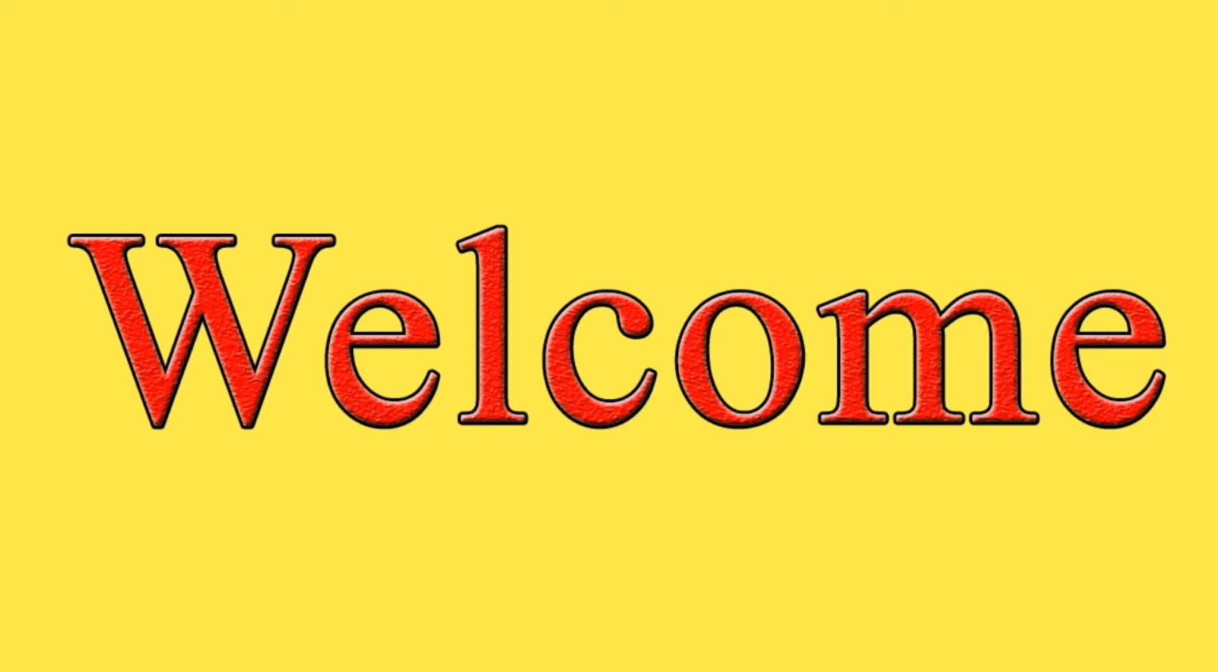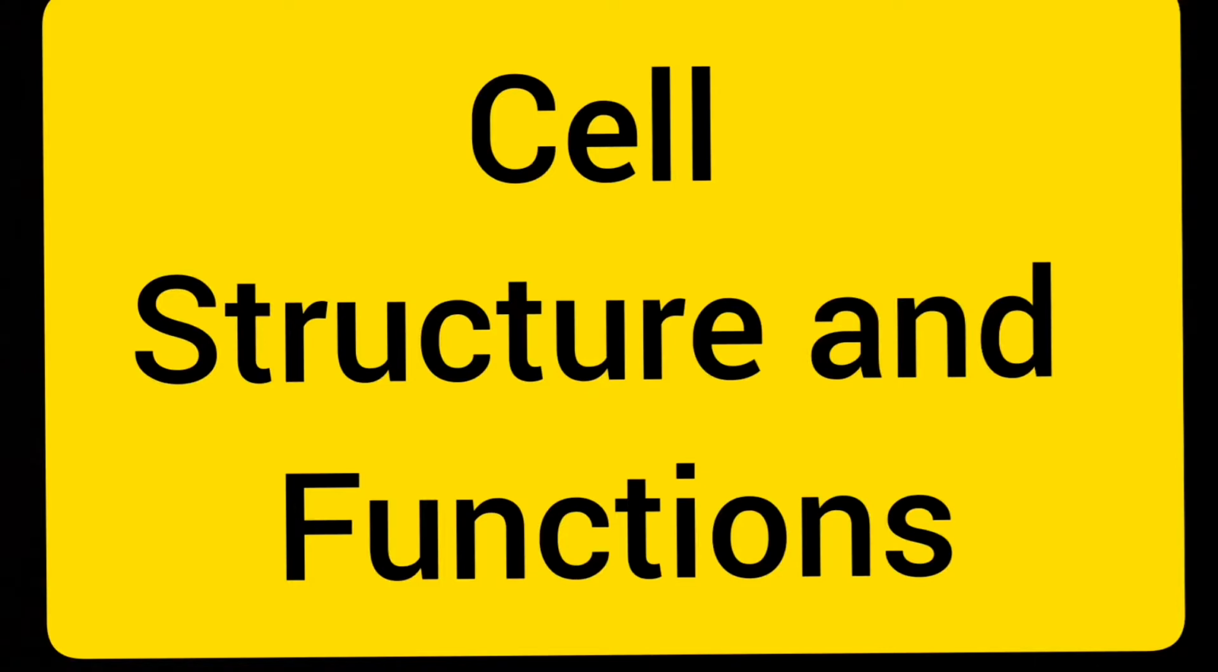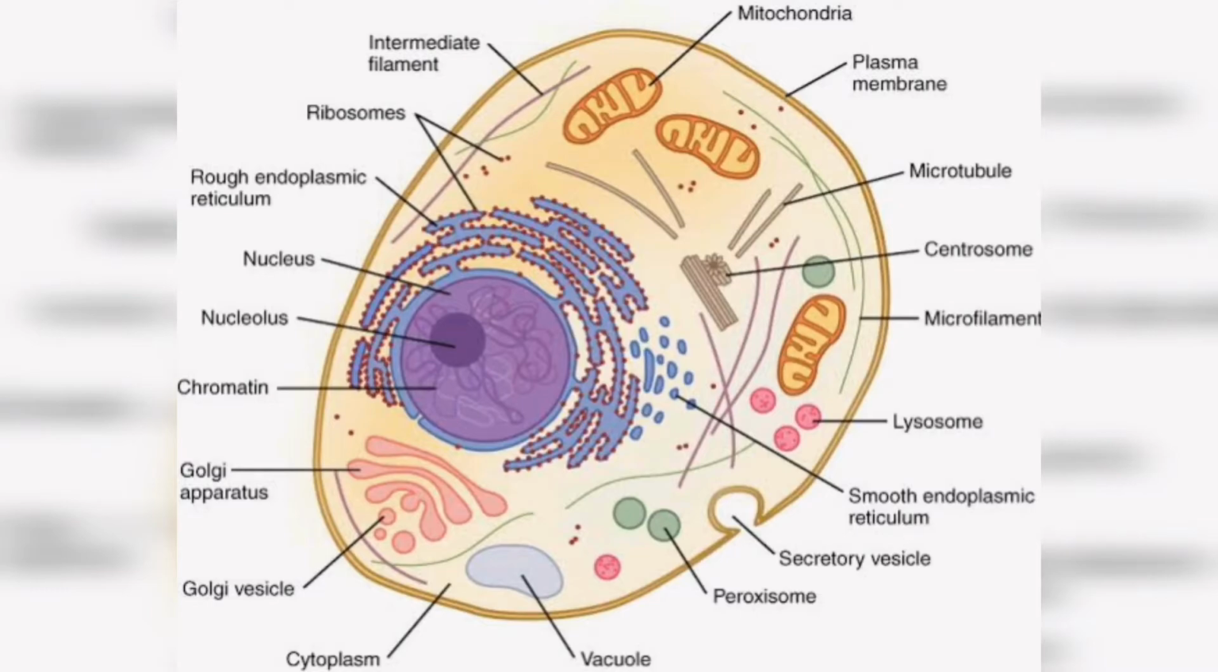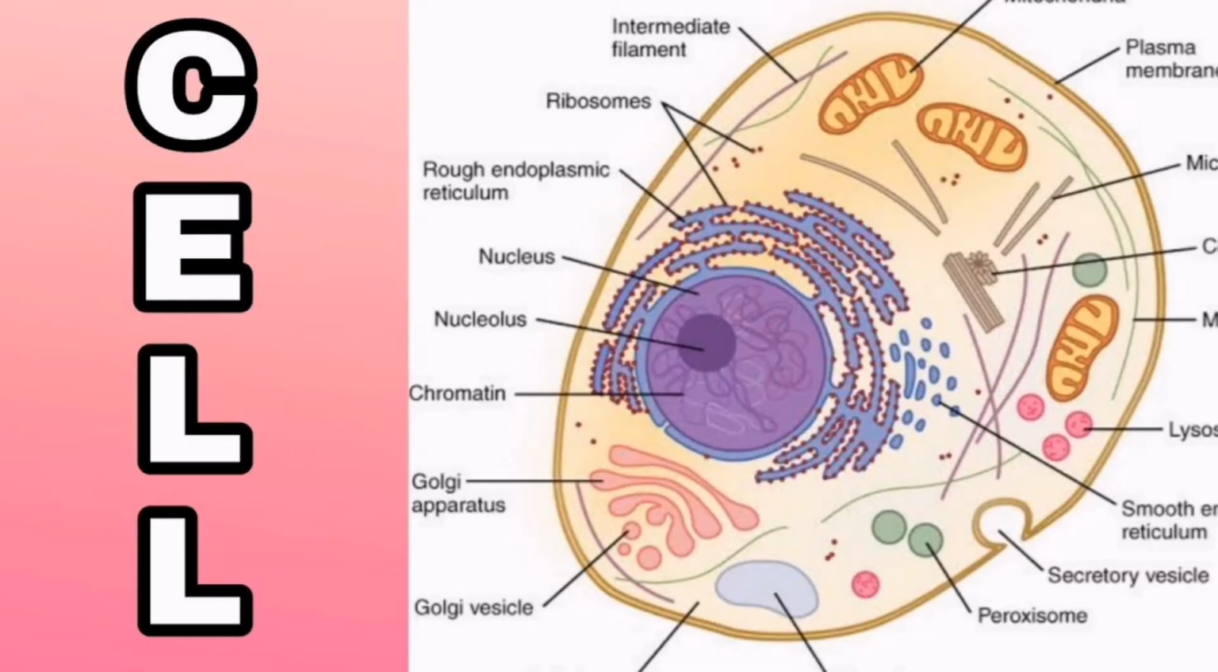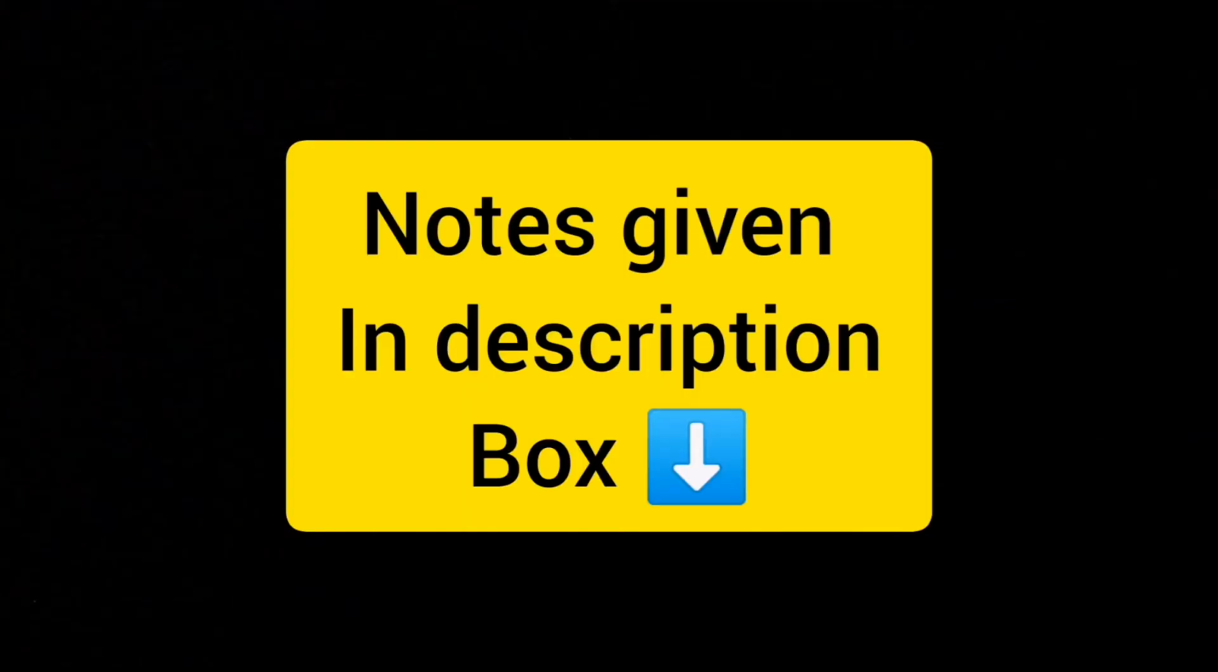Today we are discussing cell structure and functions, part B. In the previous video we already discussed some cell organelles like centrosome, ribosome, and endoplasmic reticulum. In this video the remaining cell organelles are included. Short notes regarding this topic are given below in the description box.